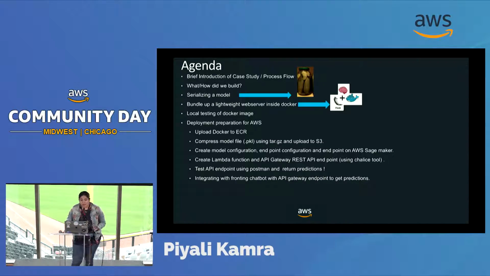And then we'll see how we use the Chalice tool. Again, as per Amazon's documentation, this is a very wonderful tool. I'll show you how we just wrote 30 lines of code and we were able to deploy a Lambda function and create an API Gateway endpoint for our SageMaker model. We will go over and test a few test cases over this model and see how it returns predictions. And finally, we are going to integrate that with a fronting chatbot.